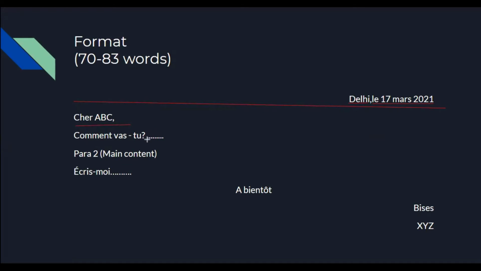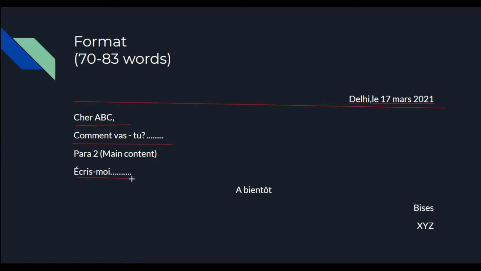Then you can write an introduction sentence as per the topic. We'll discuss the introductory sentence in the topics that we'll discuss. Then, without leaving a line, we'll write para 2 in the main content. In general, you have to write 3, 4, 5 lines in this paragraph so as to remain within the word limit. Then, in the last paragraph, you have to write écris-moi and write about the topic.